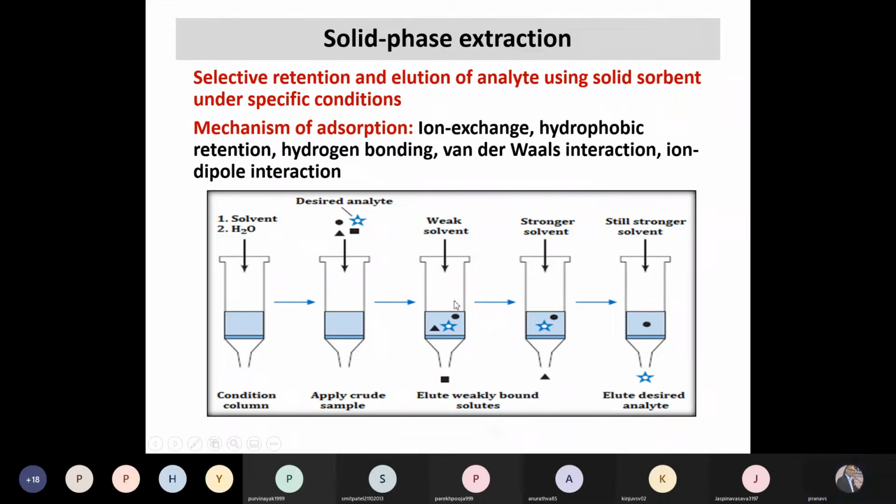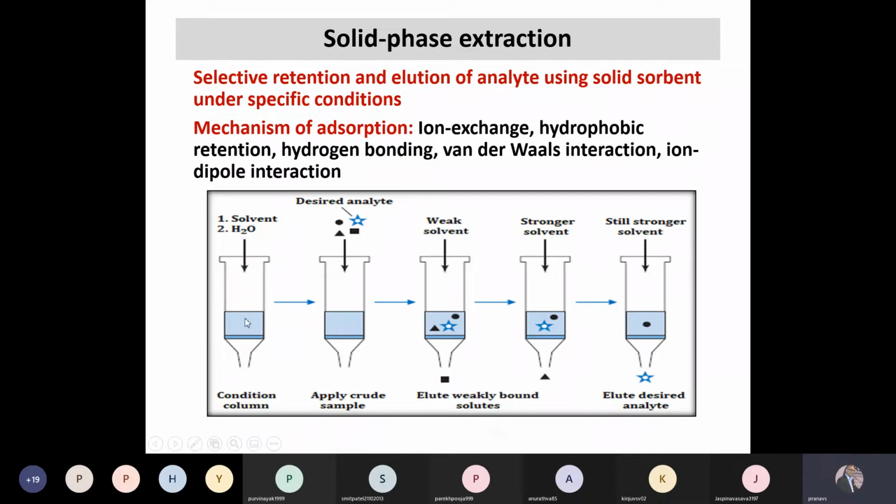So you elute the unwanted things one by one, and then once you are convinced that beyond this point nothing can be eluted, then you start to elute your analyte of interest. So in the last stage you get in the elution your analyte of interest using a very suitable optimized solvent system.